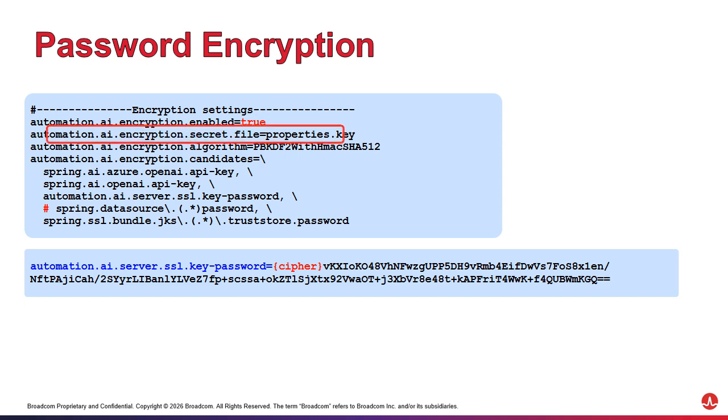It uses a key contained in the file properties.key found in the directory. The last line has candidates. For passwords you do not want to encrypt, simply add a comment space before it. In our example, we won't encrypt the database password. Restart Automation AI to activate the function.